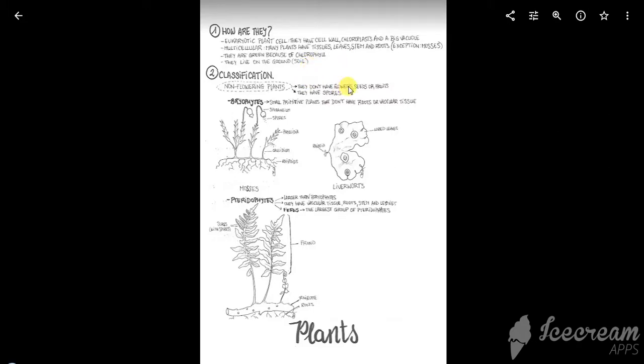They don't have flowers, seeds, or fruits, but they have spores. Spores in English means esporas. Bryophytes, small primitive plants that don't have roots or vascular tissue. Here we have two drawings of two types of bryophytes. The first one is a drawing of a moss, or mosses in plural, and this one is a liverwort. Liverworts in plural when you mean several types of this plant.